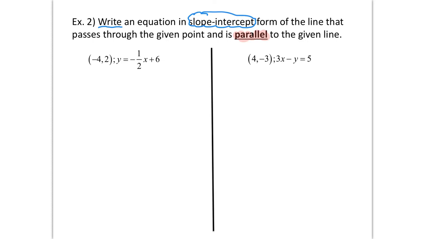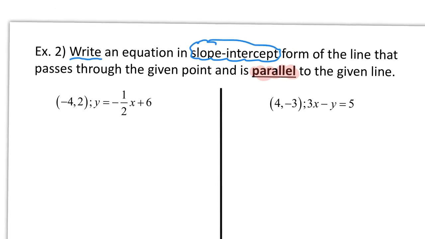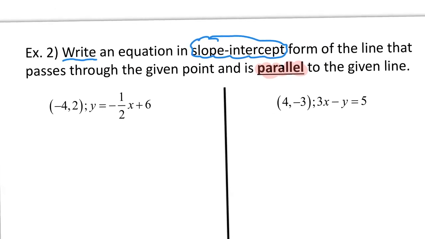What is slope-intercept form? Let me just zoom in here so you can know what I'm talking about. The slope-intercept form is when y is by itself. Y equals mx plus b. So the answer we're looking for, the equation that we're looking for, must have the y by itself. Okay, let's go ahead and look at the first example.